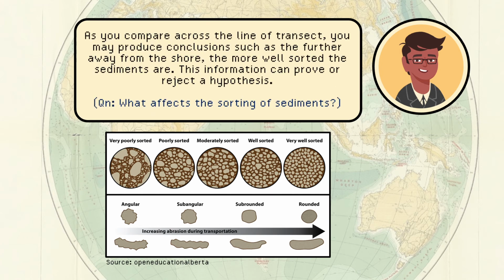So as you compare across the line of transect, you may produce conclusions such as the further away from the shore, the more well sorted the sediments are. And you can use this information to prove or reject a hypothesis that you may have prepared before you came to the field. So this is also very useful data that you can use in order to prove or reject your hypothesis.